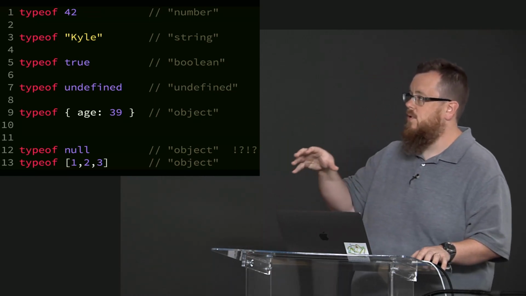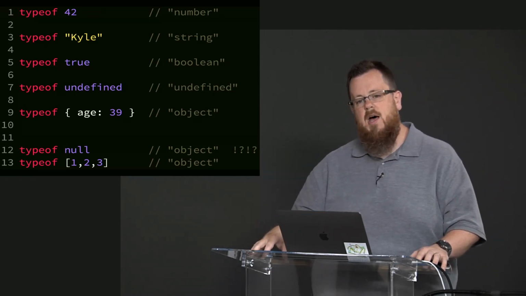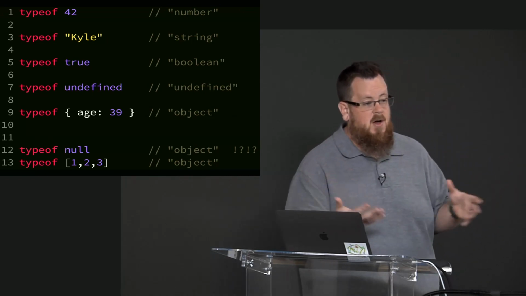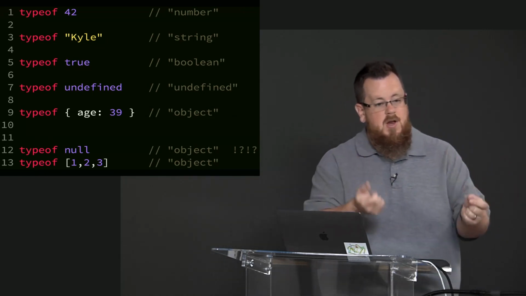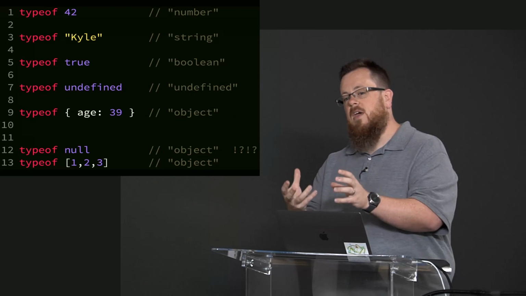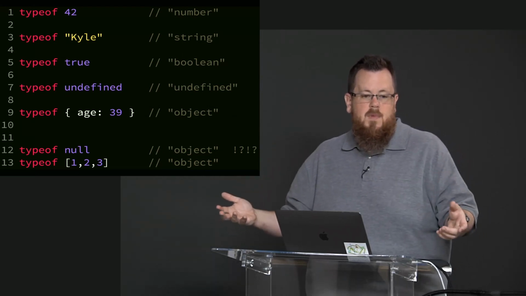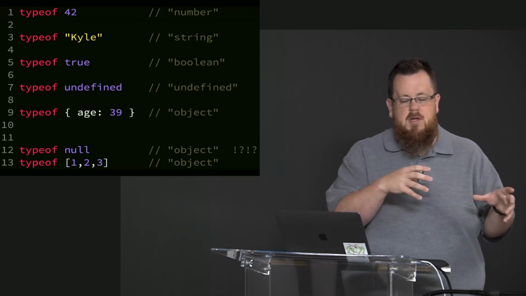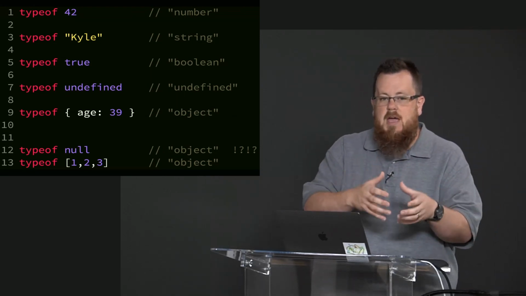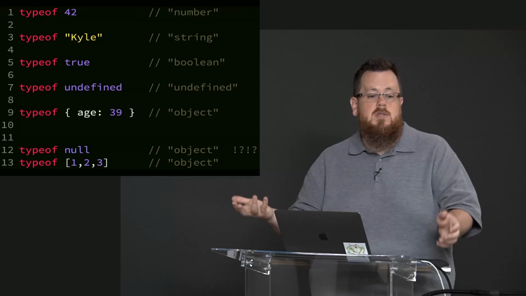So the typeof that you see here placed in front of the number 42, or the typeof on line 3 placed in front of that string Kyle, that's actually also an operator. Typeof is a unary operator where we give it a thing and it tells us what kind of thing we're dealing with. And this isn't that important when you're dealing with something like typeof 42, because you already know it's a number.